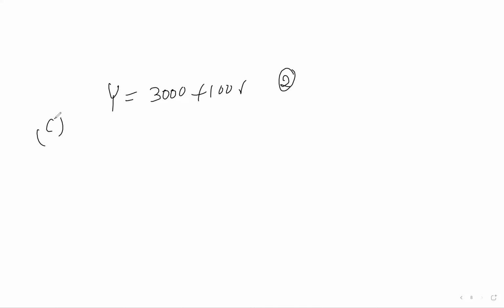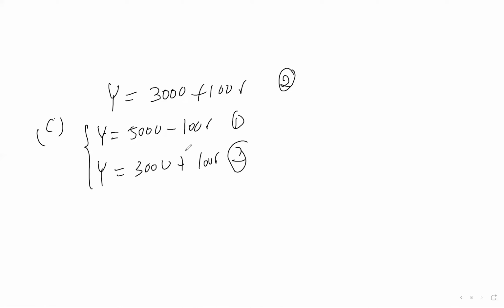So that means that we have to solve 2 equations. Equation 1 we solved in part A, and then in part B we have equation number 2. So now we use the 2 equations to solve for all that information that we are asked. The first one was y equals 5,000 minus 100R, which is equation 1, and then equation 2, as you can see here, y equals 3,000 plus 100R.